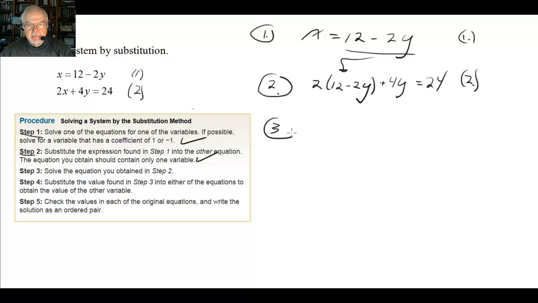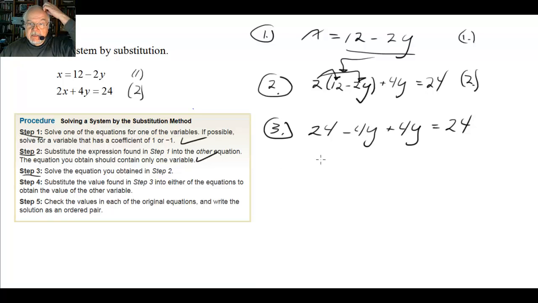Step 3, solve the equation you obtained in step 2. All right, let's take a shot at it. Break down the parentheses by distributing the 2. 2 times 12 is 24. 2 times minus 2y is minus 4y. Plus 4y equals 24. All right, we can solve this.